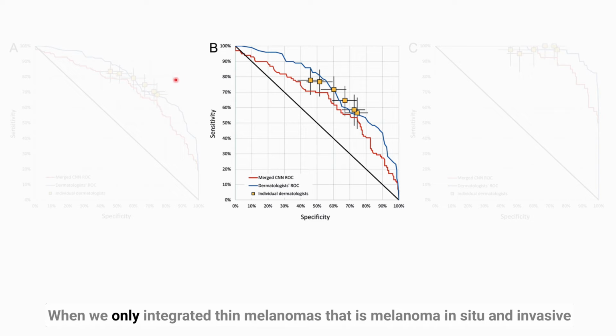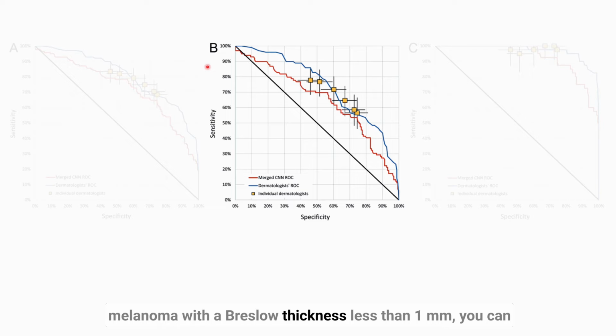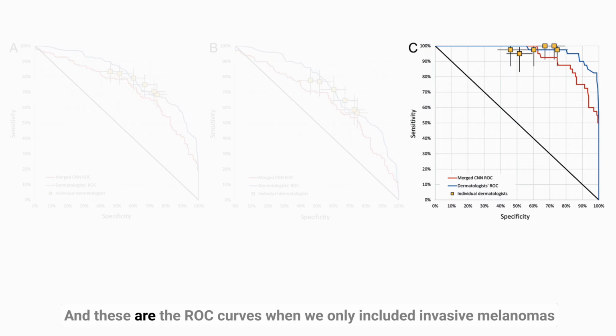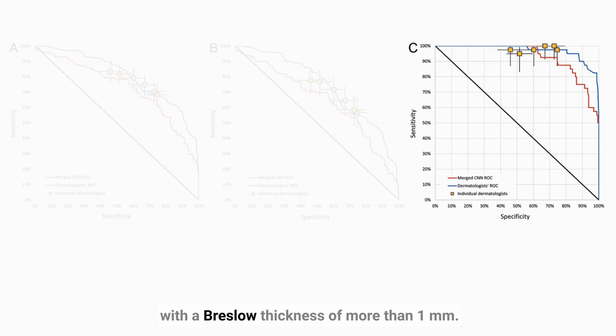When we only included thin melanomas, that is melanoma in situ and invasive melanoma with a Breslow thickness less than 1 millimeter, you can see that the ROC curves are lower. But you can still see that the overall achievement of the dermatologists outperforms that of the CNN, which is here. And these are the ROC curves when we only included invasive melanomas with a Breslow thickness of more than 1 millimeter.